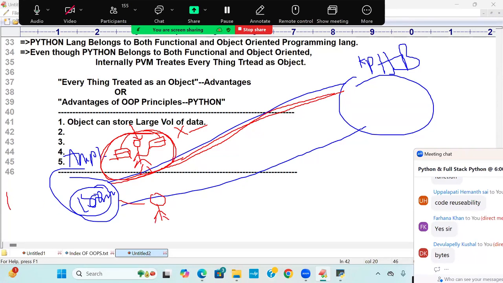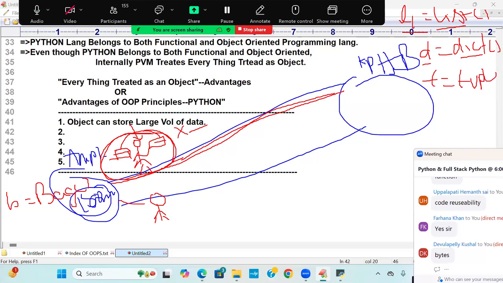He will create B is equal to bag. What is B here? L1 is equal to list. What is L1? Object. What is the list? Class. D1 is equal to dict. What is D1? Object. What is the dict? Class. T is equal to tuple. What is T? Object. What is the tuple? Class. What is this? List, tuple, dict.